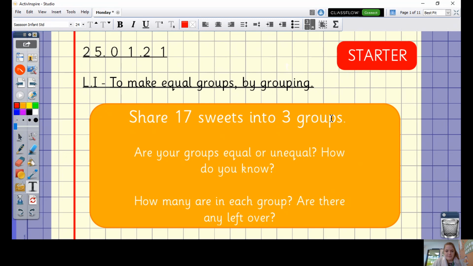If you were to share 17 sweets into 3 groups, you should have your 3 groups there, and you should have 5 sweets in each group. If we count in 5s together, 5, 10, 15, then there would be 2 sweets left over. So the groups would not be equal if we were to share all of the sweets, because one of the groups would have 2 more than the others. Well done if you managed to do that one.